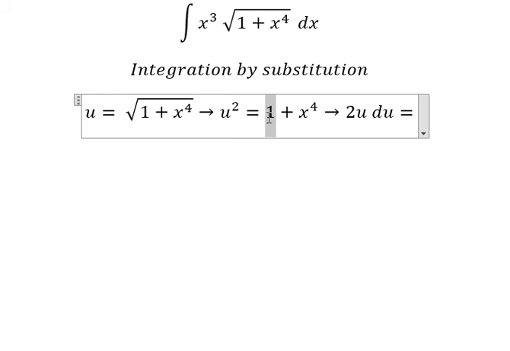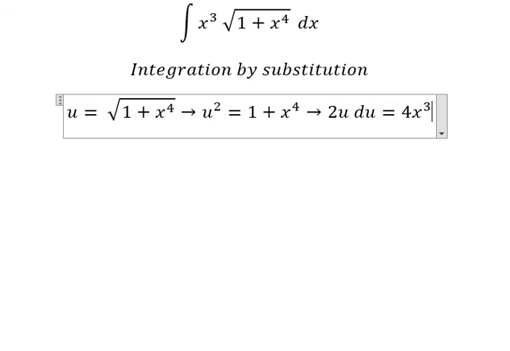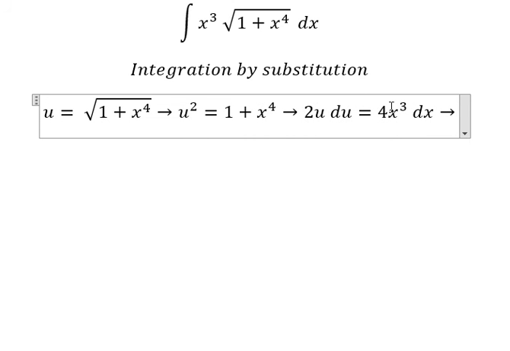The derivative of number 1, you got 0. The derivative of s to the power of 4, you got 4s to the power of 3 ds. Because we don't have number 4 in here, we need to divide both sides by number 4.